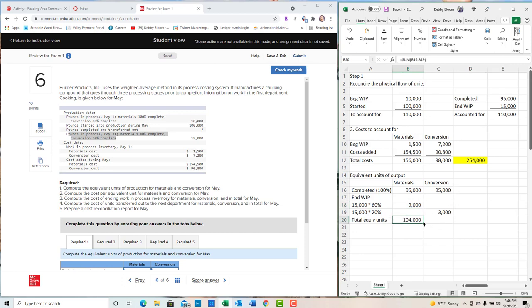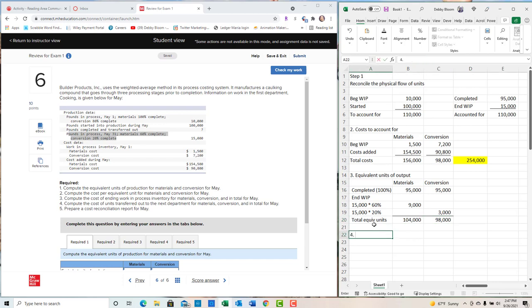And the same thing with our conversion costs, 95,000 plus 3,000 gives us 98,000 conversion costs. So that was our step 3. Now moving on to step 4, we calculate the cost per equivalent unit. So we just take step 2, divide by step 3. So in step 2, materials, 156,000 in costs to output the equivalent of 104,000 units. For conversion, we spent $98,000 to output the equivalent of 98,000 units. I think that division is going to be pretty easy.